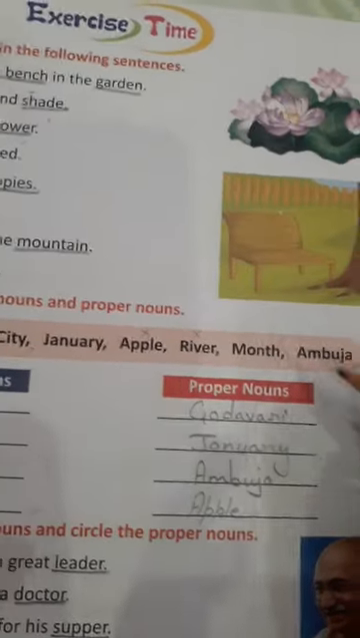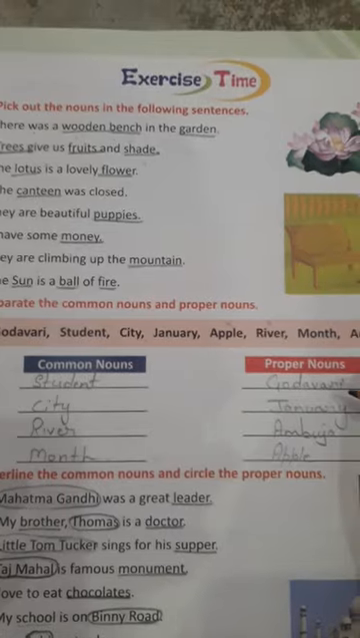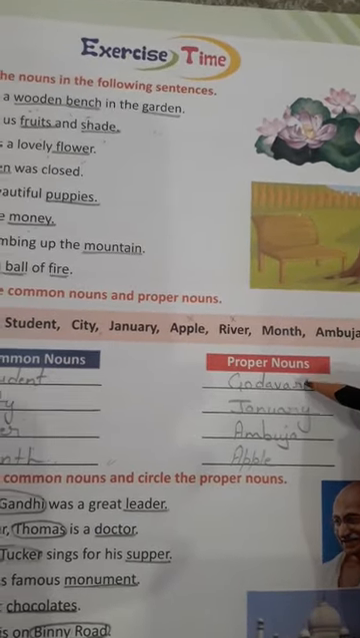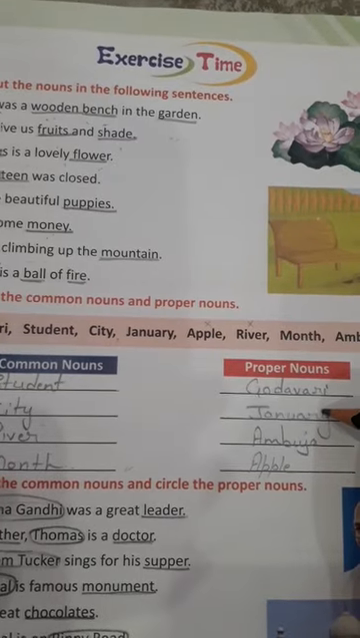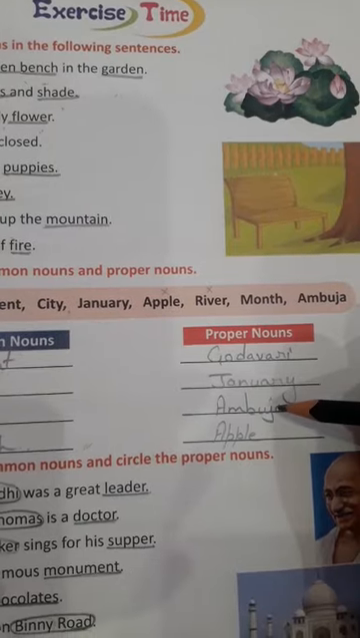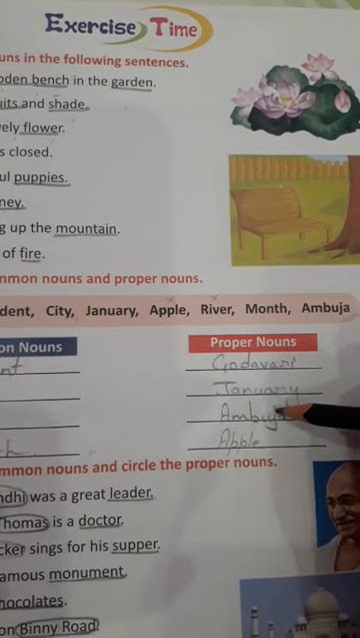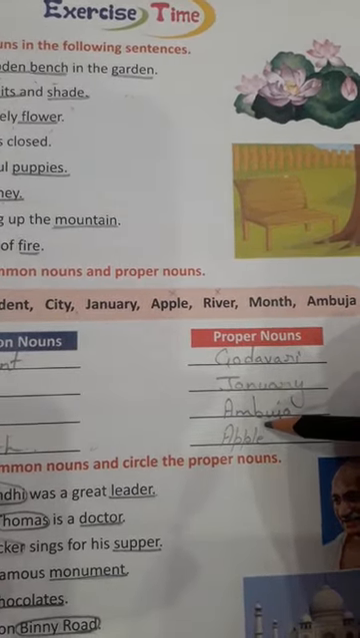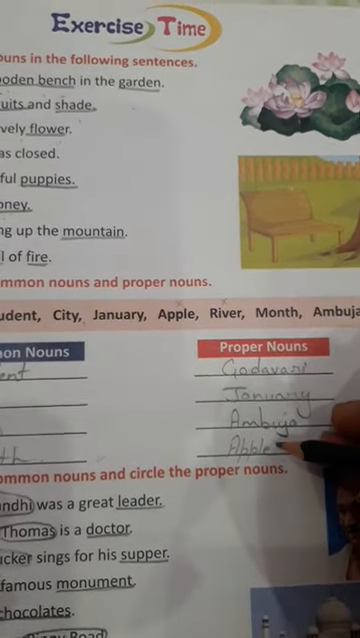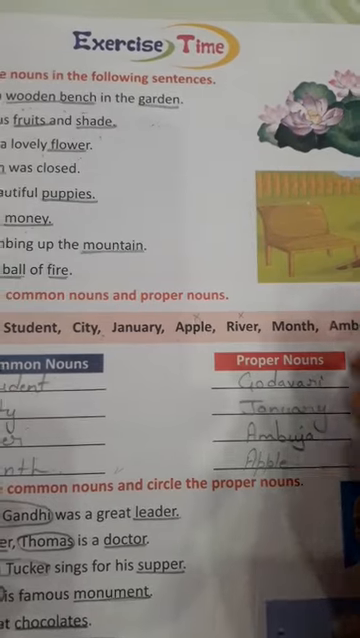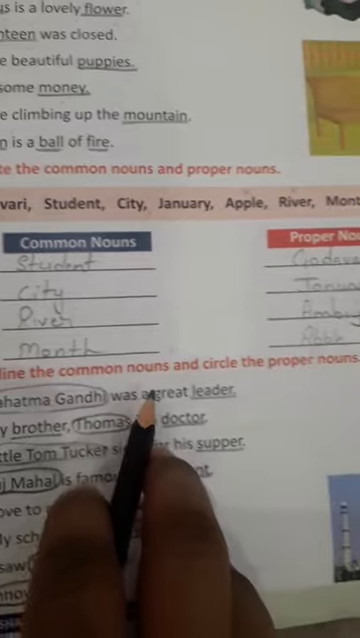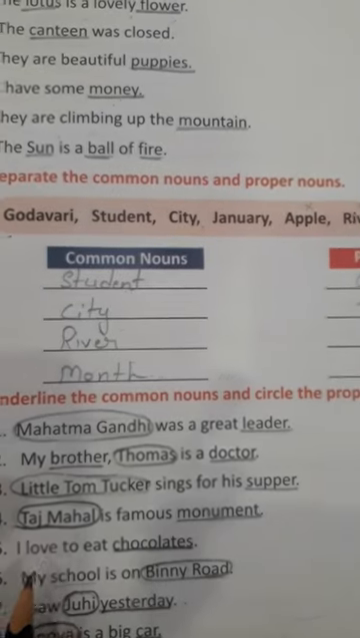Okay. On the other hand, Godavari is the name of a particular river, so it is going to come under the proper noun. January is the name of a month, so it will come under the proper noun. Ambuja, a proper name, so I have written it here. Apple is also the name of a particular fruit. We are talking about that particular fruit, so this will come under the proper noun. Now, the same question is here also. Underline the common nouns and circle the proper nouns here.